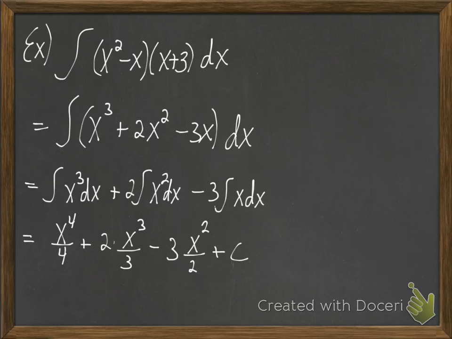With the definite integral we don't need plus c because we're going to end up plugging numbers in anyway, and the c's would really just end up disappearing. And just clean that up so it looks a little bit nicer. That would be 1/4 x to the 4th plus 2/3 x cubed minus 3/2 x squared plus c.